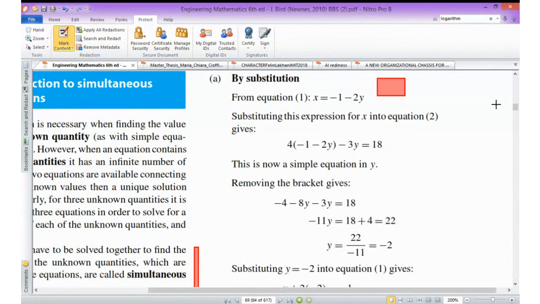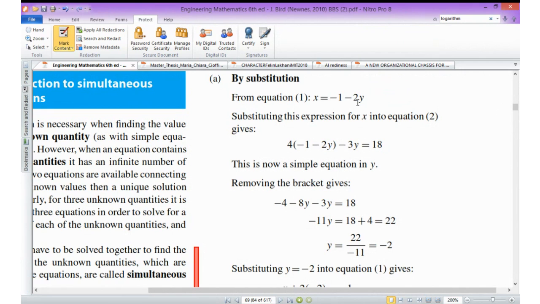let's go to equation 2 and place that value on the right hand side of this equation here, in any place where x is found. So that's what we are calling substitution.